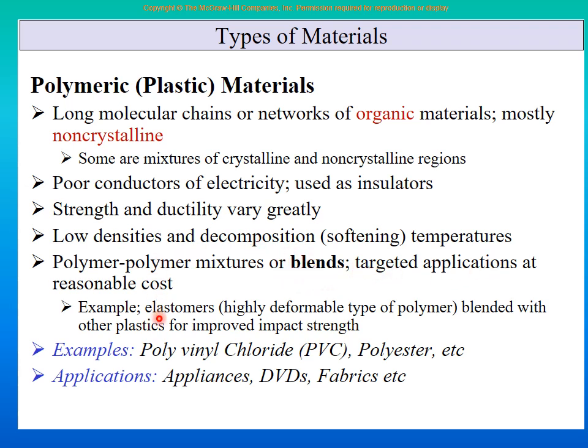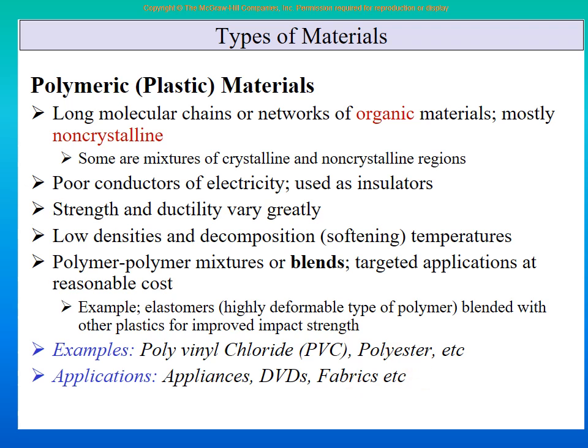For example, elastomers are a type of polymer which can deform very much compared to normal other polymers. They can be blended with other plastics for improved impact strength. Impact strength is very special. We will talk about it. Now, some examples of common plastics or polymers: PVC, polyvinyl chloride, polyester, and others. And many common applications: DVDs, your fabrics and clothes, and so forth. These are all polyesters, right?